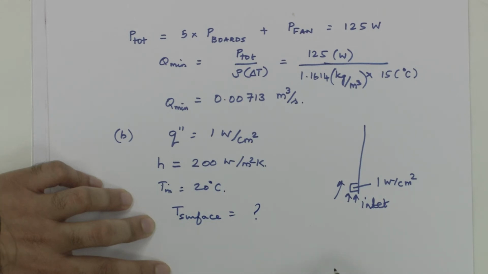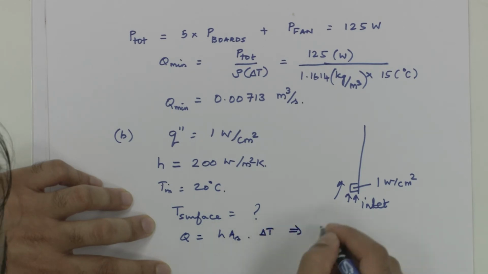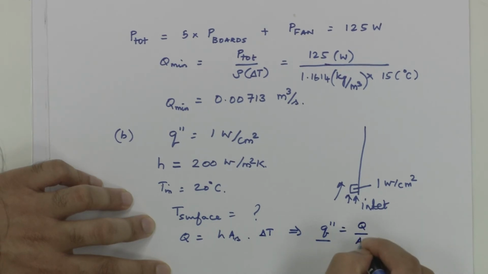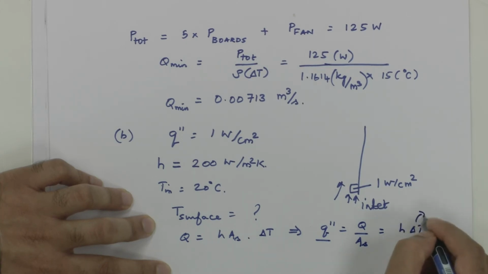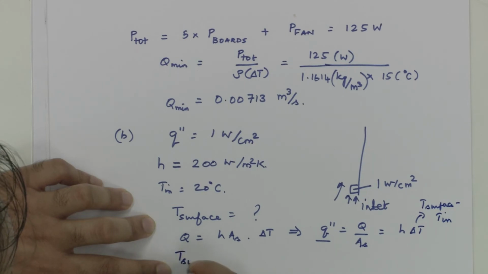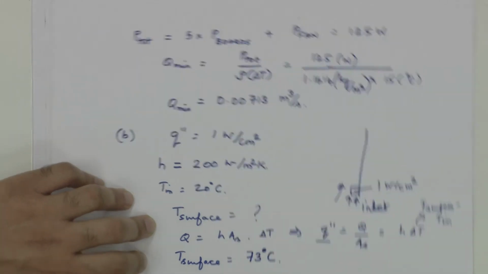So we are supposed to find this, and using our standard relationship, Q equals h A times delta T, but we do not know the surface area, but we are given a flux. So Q divided by surface area is nothing but h into delta T, and delta T is nothing but T surface minus T inlet. From this we can back calculate the surface temperature, and if you do the calculation, it is nothing but 73 degrees Celsius.